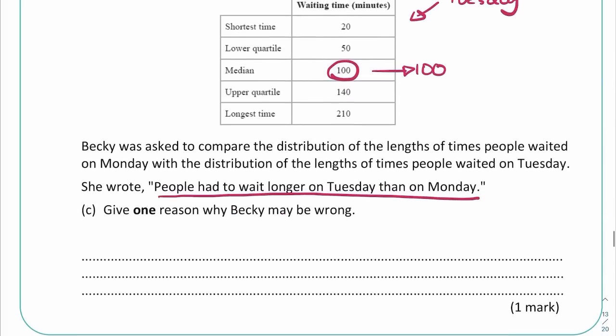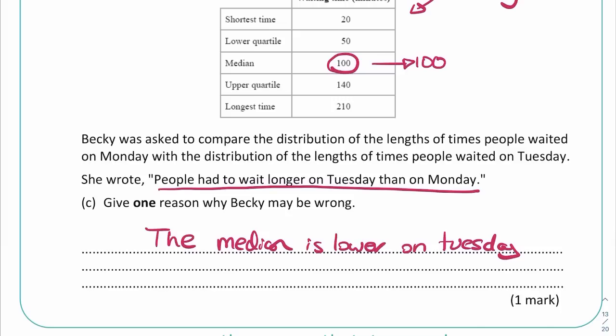How does that support the statement? People had to wait longer on Tuesday than on Monday. Well, that doesn't really add up with the median. So I would say, we'll give one reason why she may be wrong. Let's just say the median is lower on Tuesday. There you go. There are possibly other things that you could look at there, but I think that's the most obvious in terms of just looking at the median.